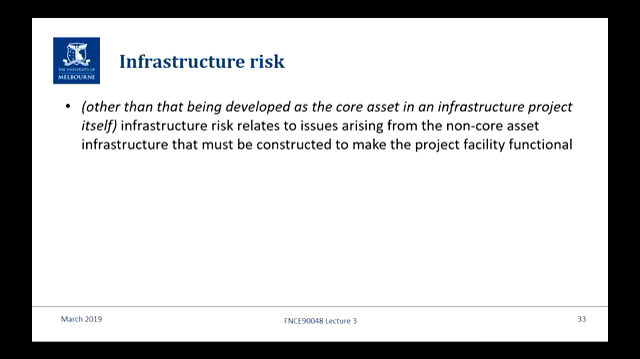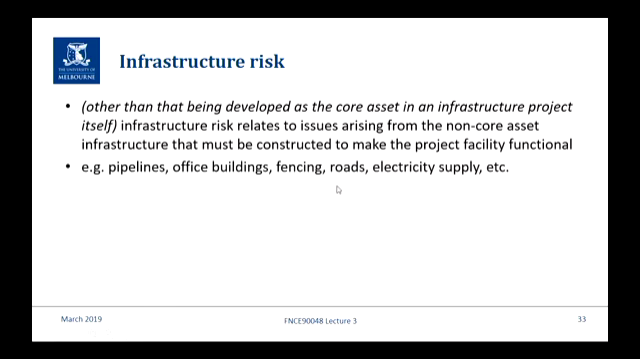Okay, the next type of risk that is important and relevant in the construction phase is infrastructure risk. And I'm not talking about where the core asset is an infrastructure asset like a toll road. I'm talking about all of the non-core assets, and we saw a lot of them in the oil operations project: pipelines, storage, etc. So they're still important aspects, but they're the non-core assets, the non-operational assets. So office buildings, fencing, roads, electricity supply. These are all necessary for the project, and you're going to have to spend capex on them, but they're not the operational equipment, so they're not directly subject to engineering risk.